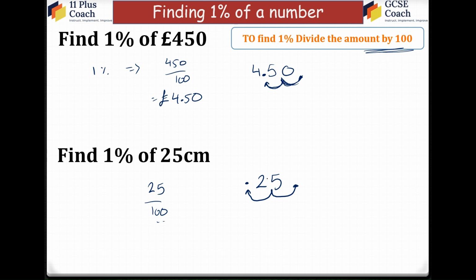Now, when you start a number with a decimal point, that means there are no units. There's no whole numbers left. So in this case, you must show the 0 there. So 0.25 will be the answer in this case. So 1% of 25 centimeters is 0.25 centimeters. Hopefully you got that question right.